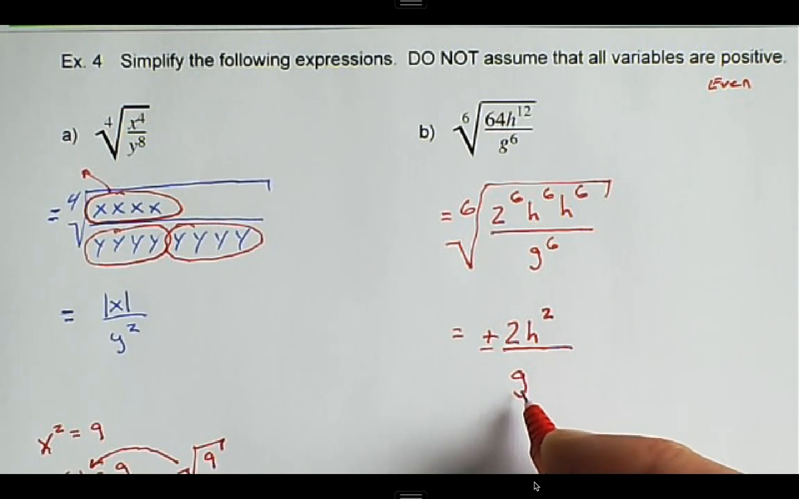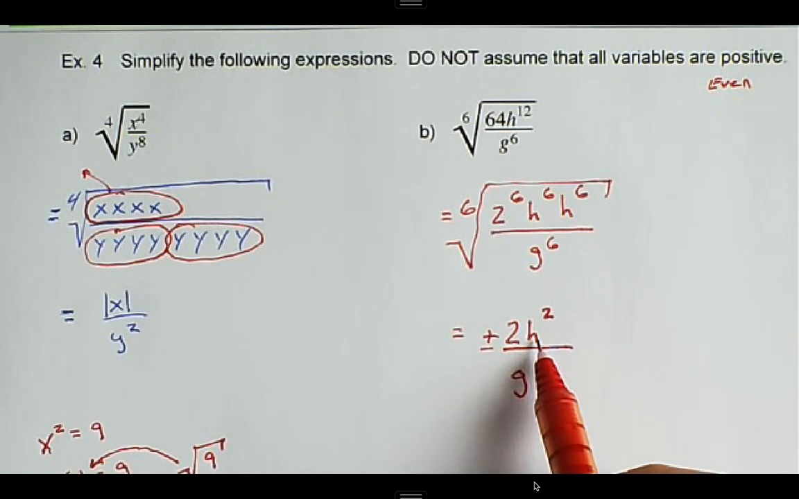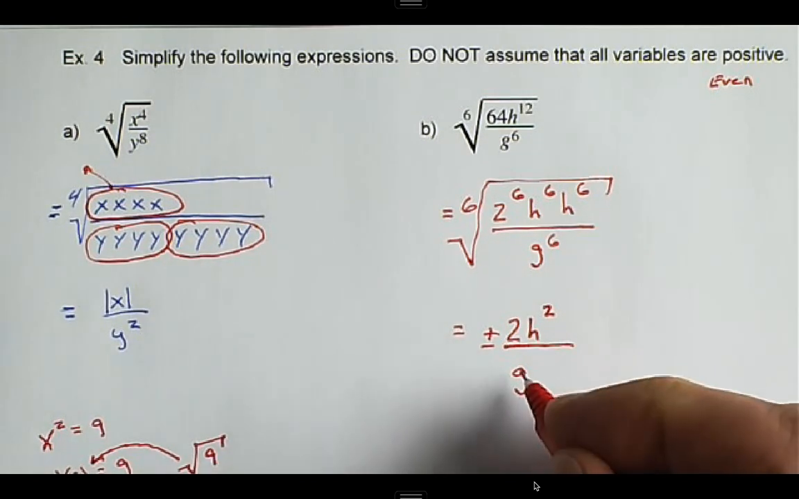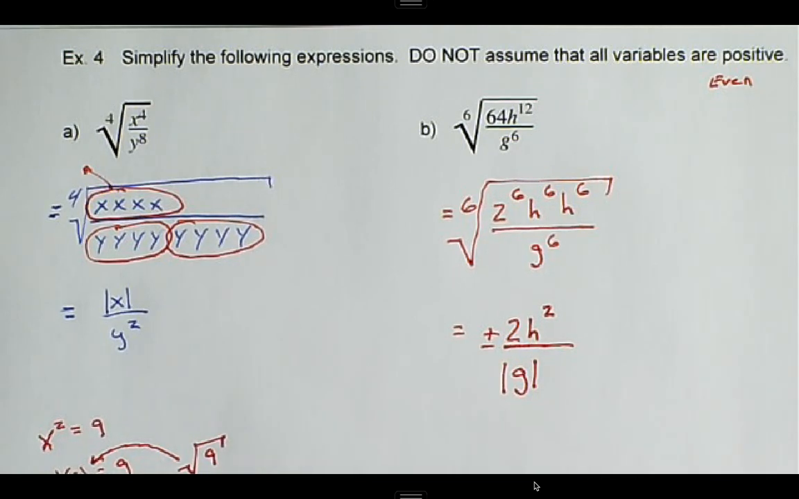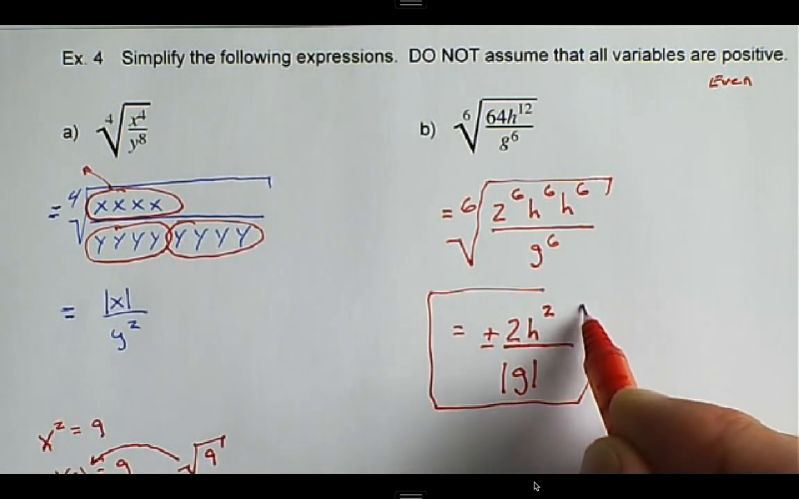g, just 1 g. Now again, the h squared doesn't matter, because if it's negative or positive, it's still going to have a positive value. So we only have to add the absolute value for the g to account for the negative or positive version. And that is the simplest form.